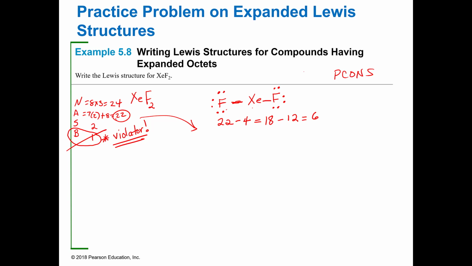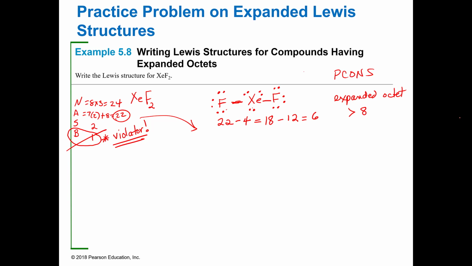Now I've got 6 electrons left over, and I'm going to do them in pairs, and I can only put them on the central atom. So I'm going to put 1, 2, 3, 4, 5, 6. And it violates the octet rule because it's an expanded octet, more than 8, for that xenon. And that's not a shocker, right? Because it's not supposed to react. So obviously it's going to do some kind of interesting things.